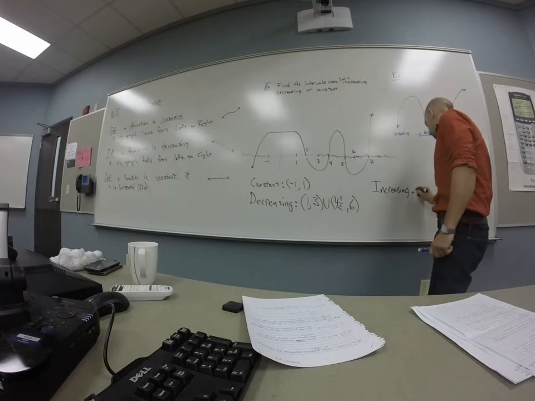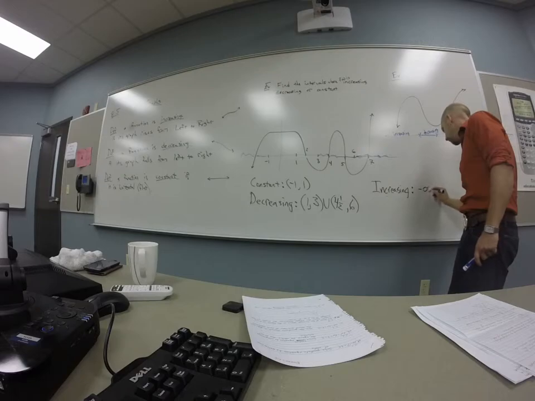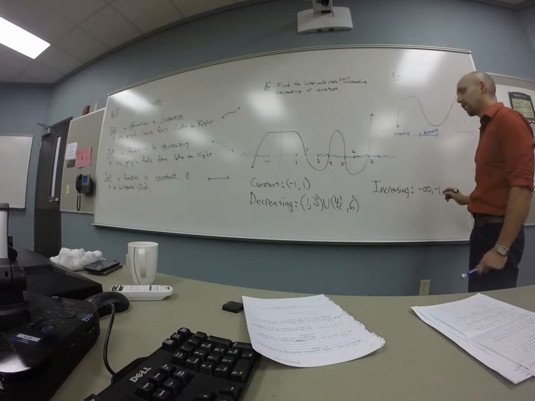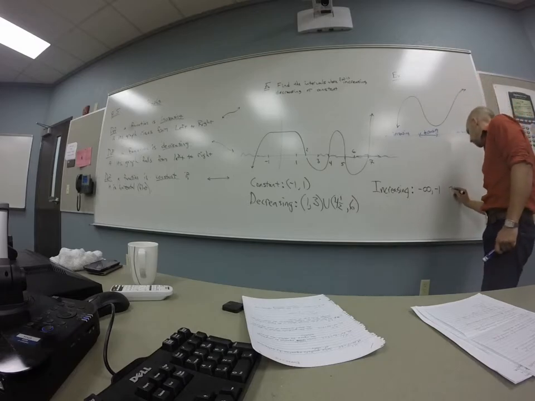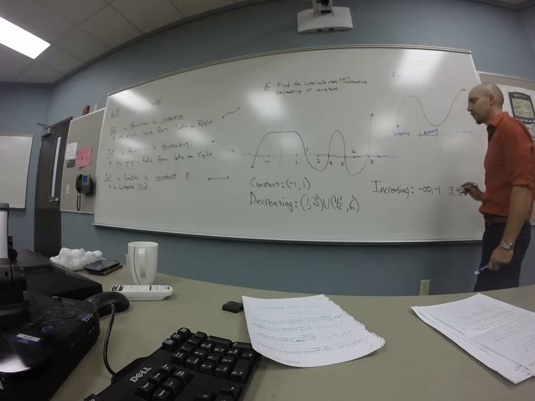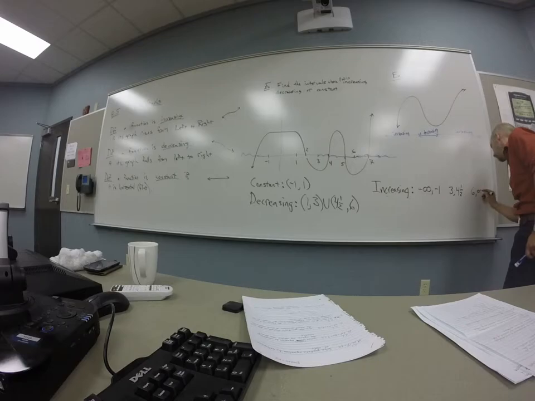So the first one is minus infinity to -1. The next one is 3 to 4.5, and the next one is 6 to infinity. Okay, and brackets on these?